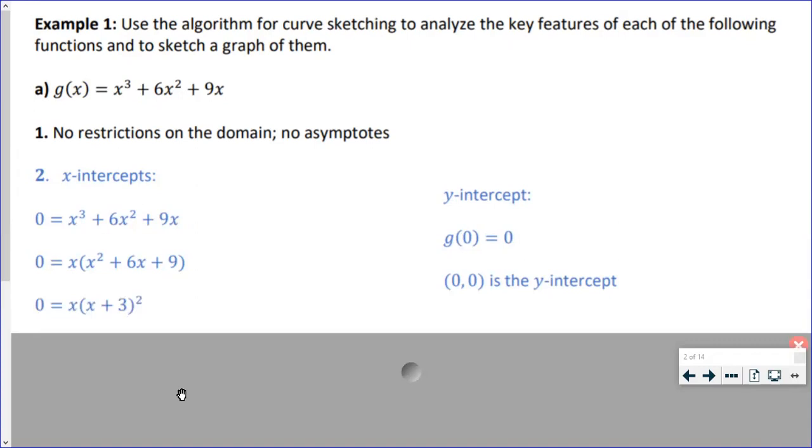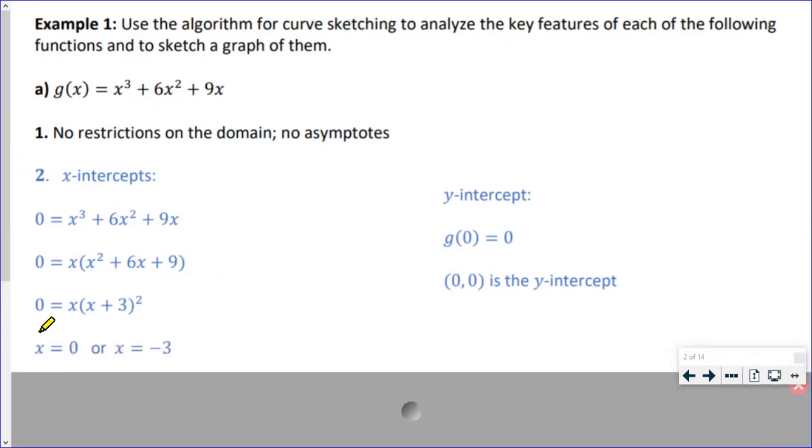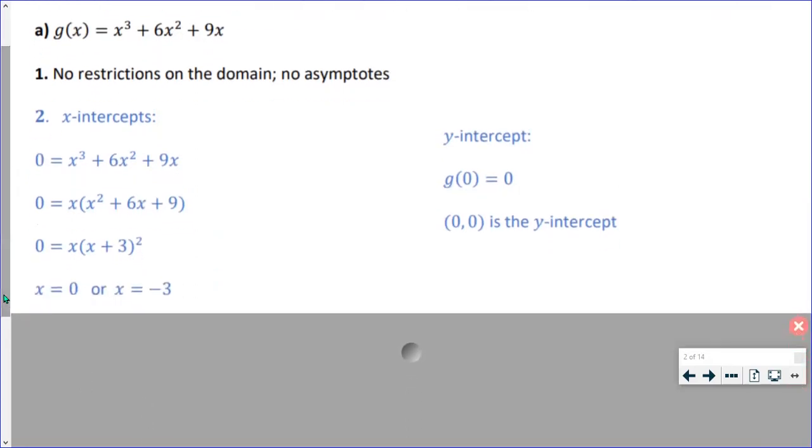And the quadratic equation can be factored. It is a perfect square. So x squared plus 6x plus 9 does convert to x plus 3 squared. So that gives me 2 x-intercepts, x is equal to 0, and x is equal to -3. Now remember, that's not enough.